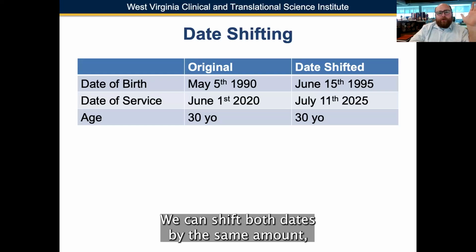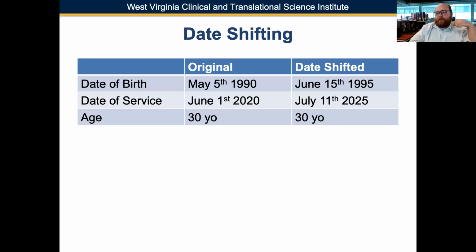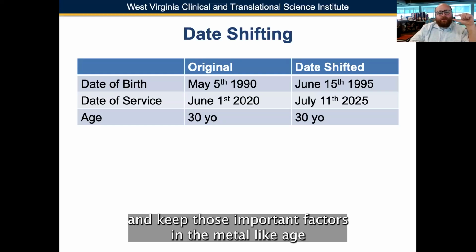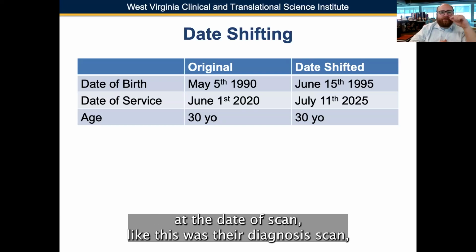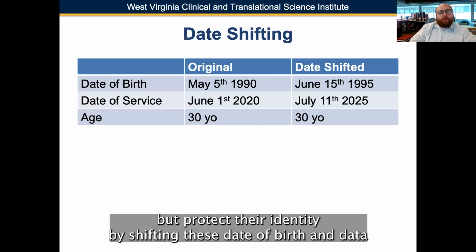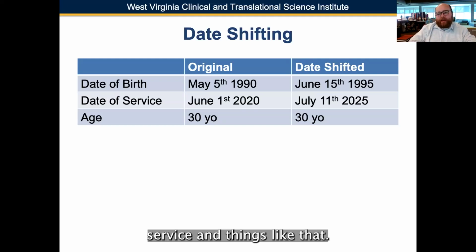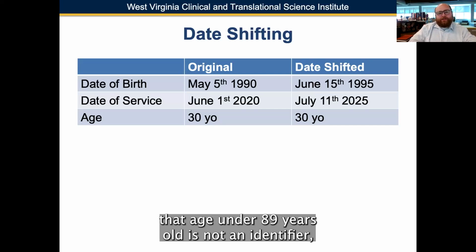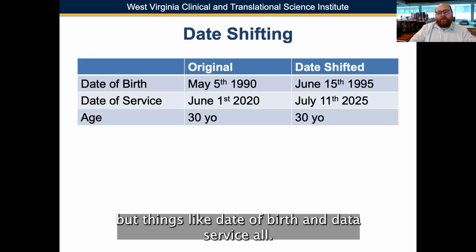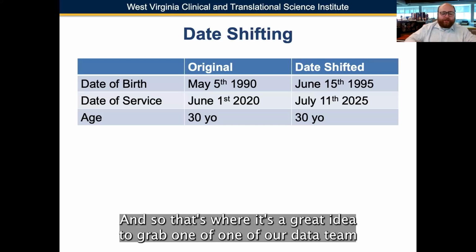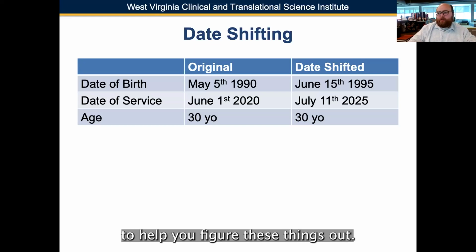We can shift both dates by the same amount and keep those important factors in the middle, like age at the date of scan, like if this was their diagnosis scan, but protect their identity by shifting the date of birth and date of service and things like that. So it's important to remember that age under 89 years old is not an identifier, but things like date of birth and date of service are. And so that's where it's a great idea to grab one of our data team to help you figure these things out.